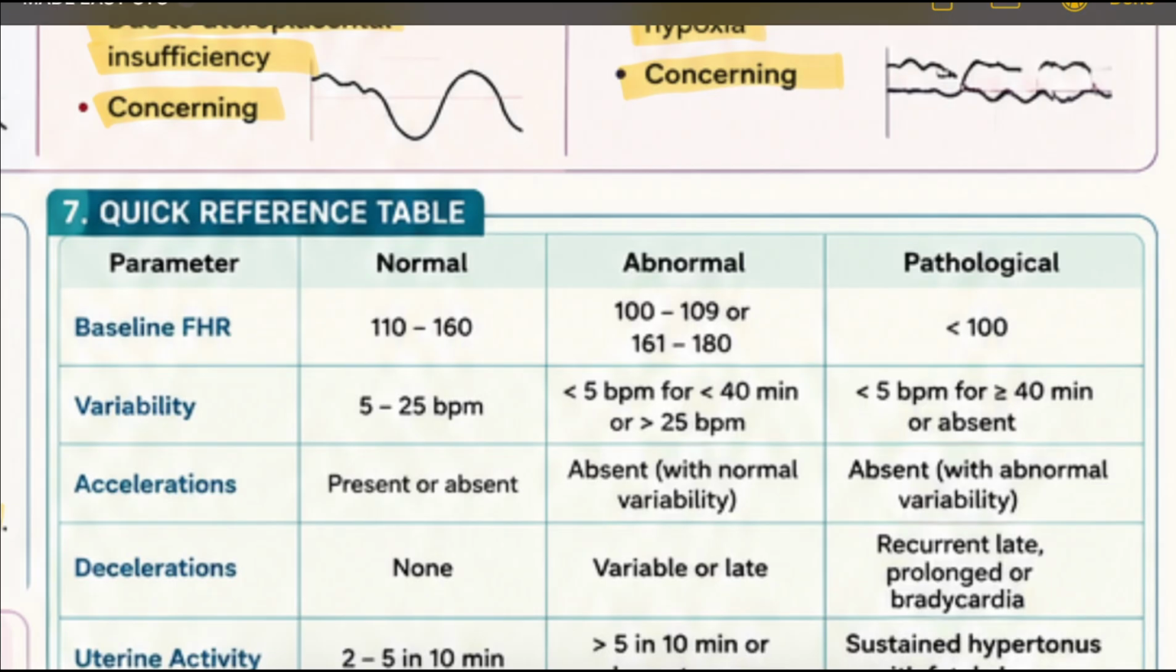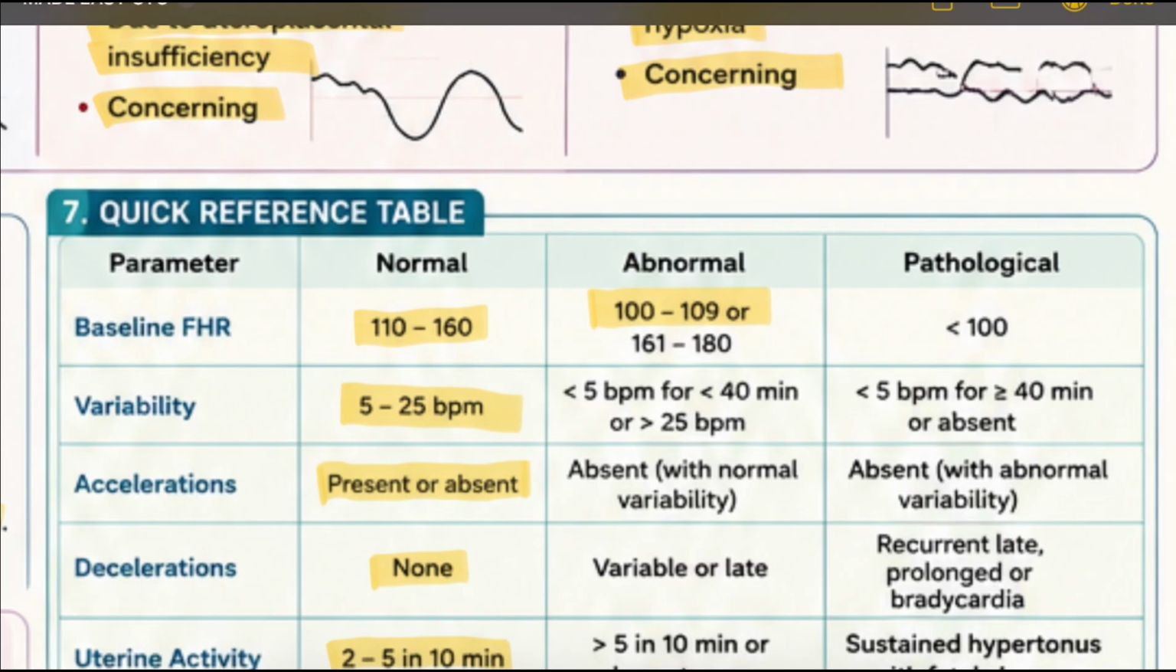That is baseline. In normal cases, the baseline heart rate will be 110 to 160 beats per minute. Variability, as you know, 5 to 25 beats per minute. Next, acceleration will be present or absent. Deceleration will be none, and the uterine activity will be 2 to 5 contractions in 10 minutes. So this is normal. In abnormal, you can say baseline 100 to 110 or 161 to 180 beats per minute.